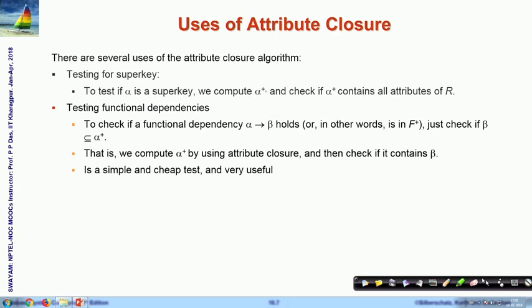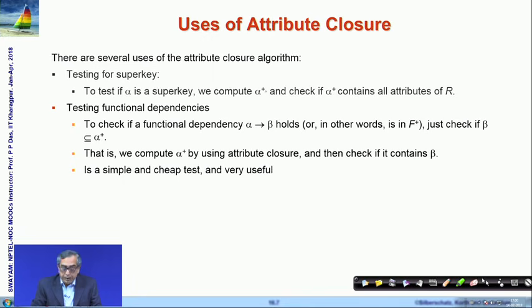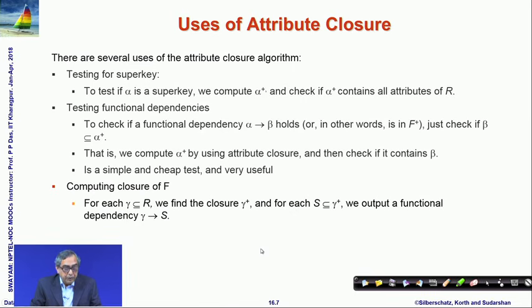In this manner, it can also be used to compute the closure of the whole set of functional dependencies F. At least at a rudimentary level, we can think that if we take any subset of the set of attributes and find the closure, then all attributes that belong to that closure set are actually functionally dependent, and therefore, those functional dependencies will exist.